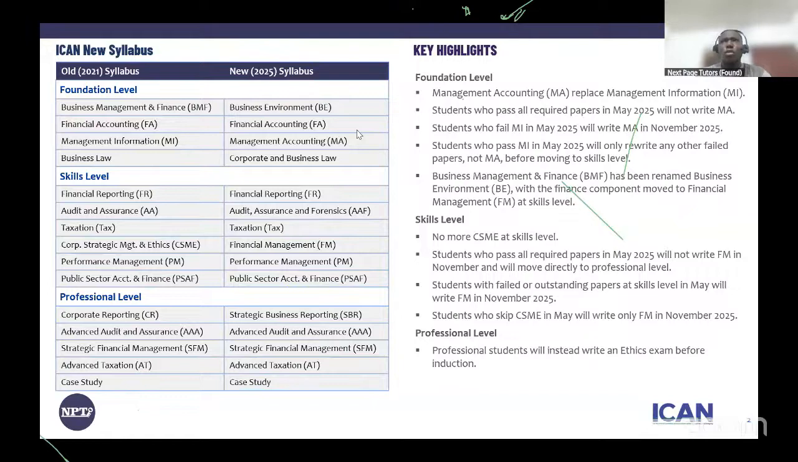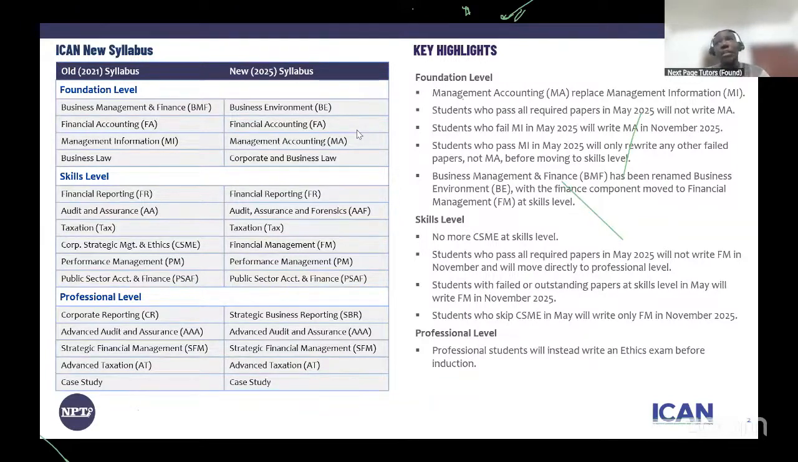Now to put a bit of clarification to some students' question in terms of management accounting. Students who pass all required papers in May 2025, of course, move to skills level. You are not expected to write MA, because the objective of MA is that it replaces MI. It's not a new course on its own. It replaced, more like they changed the name, and they added few content to it.